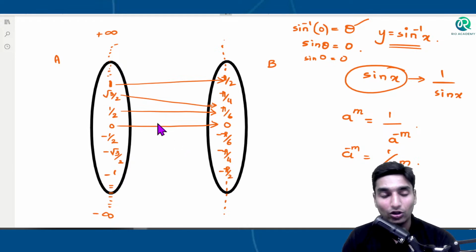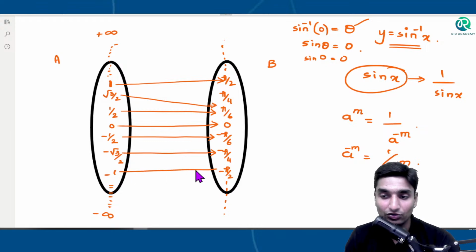Correct? And now if you also take it in the negative format, guys, the negative values of sine will also be satisfied. At what angle the value of sine is negative 1 upon 2? Definitely it will be in negative form, so I'll take this to be negative pi upon 6. And negative root 3 upon 2 will be negative 60 degrees, somewhere along here. Not pi upon 4, pi upon 3 the answer will be. So negative 1 will be connected to negative of pi upon 2.